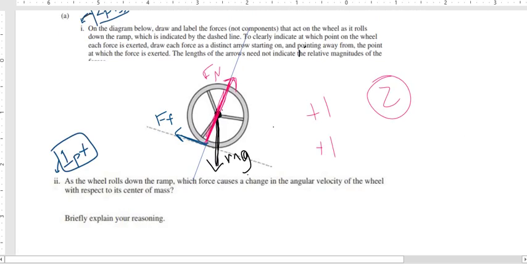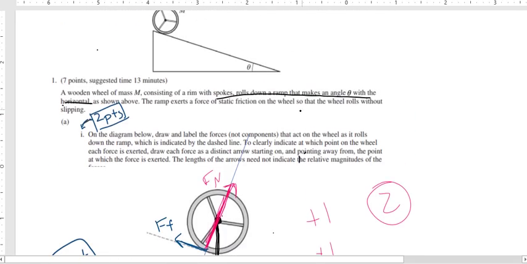Okay, so this next part is why I picked this question, and I just copied the one out of the returned AP things. I'll read the question. I'll show you what they did. This is a really dirty trick. So, as the wheel rolls down the ramp, which force causes the change in angular velocity of the wheel with respect to its center of mass? Well, one interesting thing is they told you in the question. It says the ramp exerts a force of static friction on the wheel so that the wheel rolls without slipping.